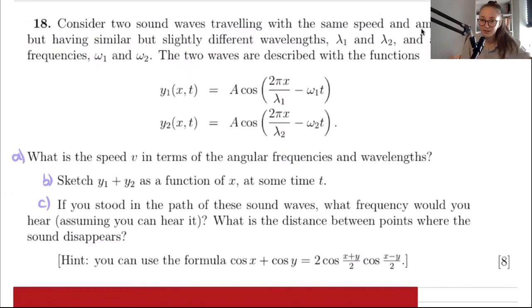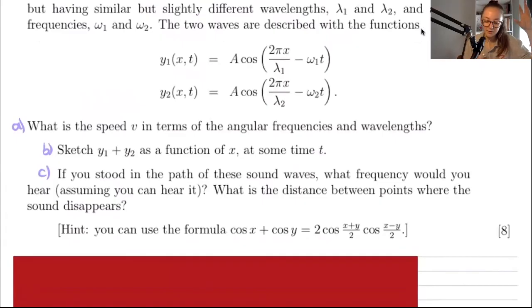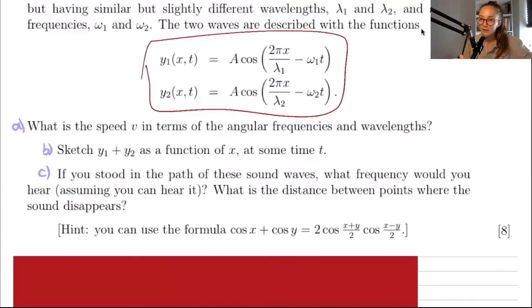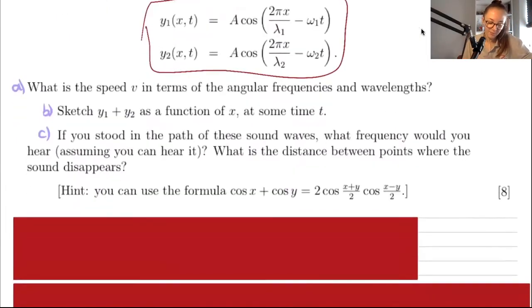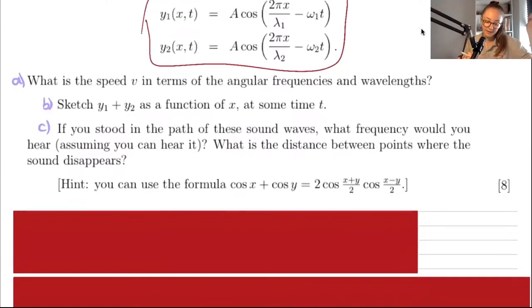So finally, this question. I remember this one being quite tricky, but it's more of a maths question than a waves question. I think it's important to know how to use the information that they give you. Here we have two waves, but they're essentially just two cos graphs that give us some information about x and t again. First of all, they ask a question that is quite unrelated to this information, so probably worth 1 mark: what is the speed in terms of angular frequencies and wavelengths?